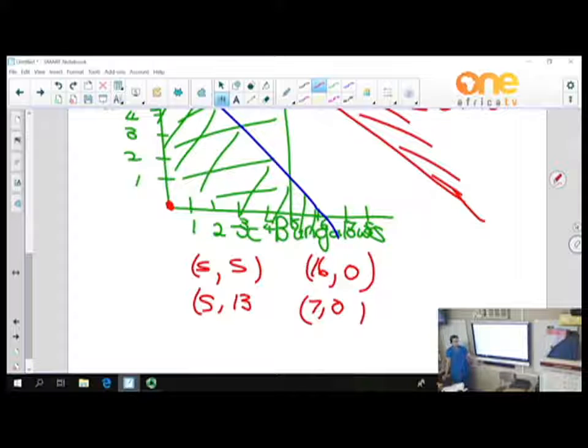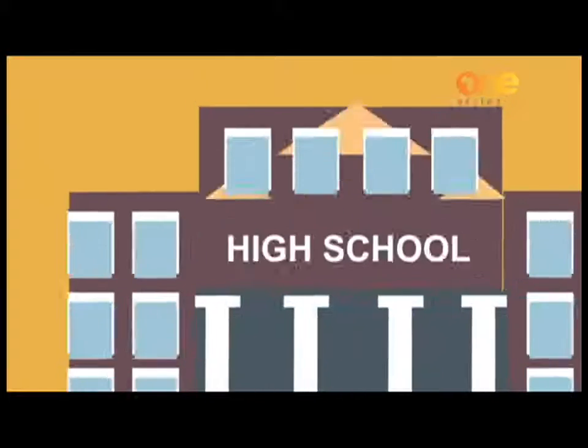So which one do you choose now? This one, because 5 plus 13 is 18, and that is the biggest number that you get there. So what does that mean? 5 bungalows and 13 mansionettes. Write it down on your paper. On that paper on the front, write down these numbers and the final answer. 5 bungalows and 13 mansionettes.